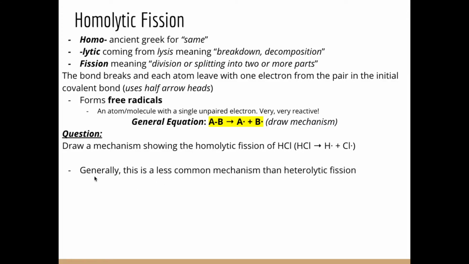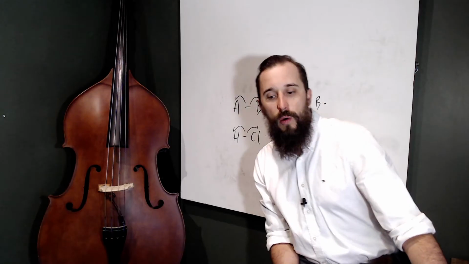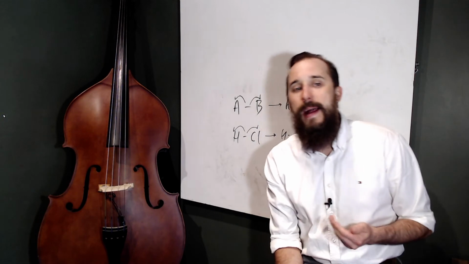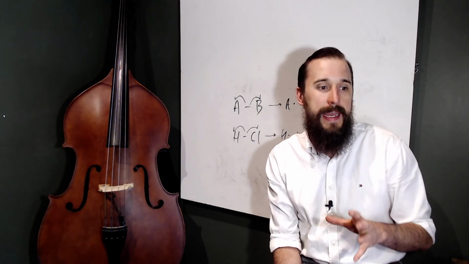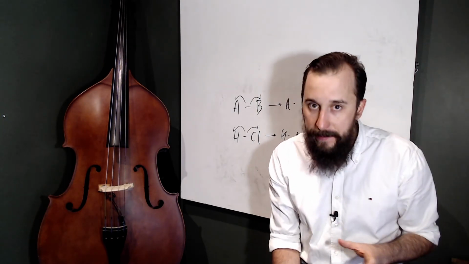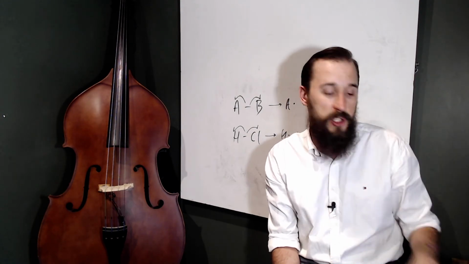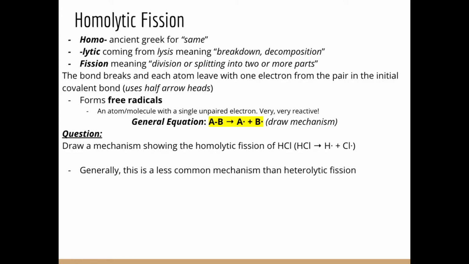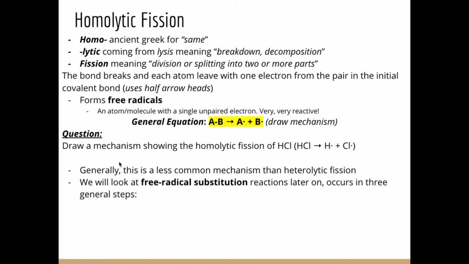Rightio. Generally, this is the less common mechanism than heterolytic fission. Pretty much all of the reaction mechanisms we look at in this course are examples of heterolytic fission, but there are some examples of homolytic fission that we need to be familiar with. Homolytic fission occurs in free radical substitutions that we will look at quite in depth in a later lesson, but let's just cover it now.